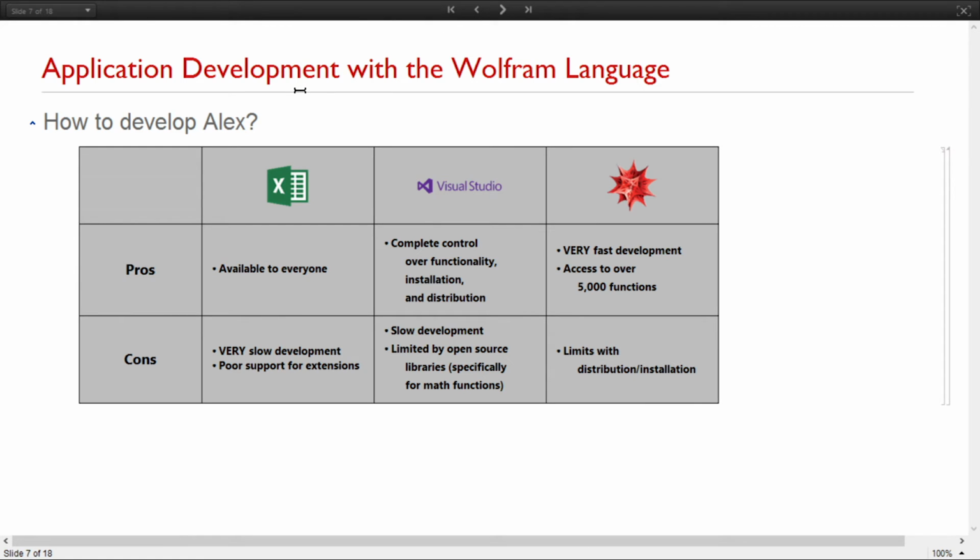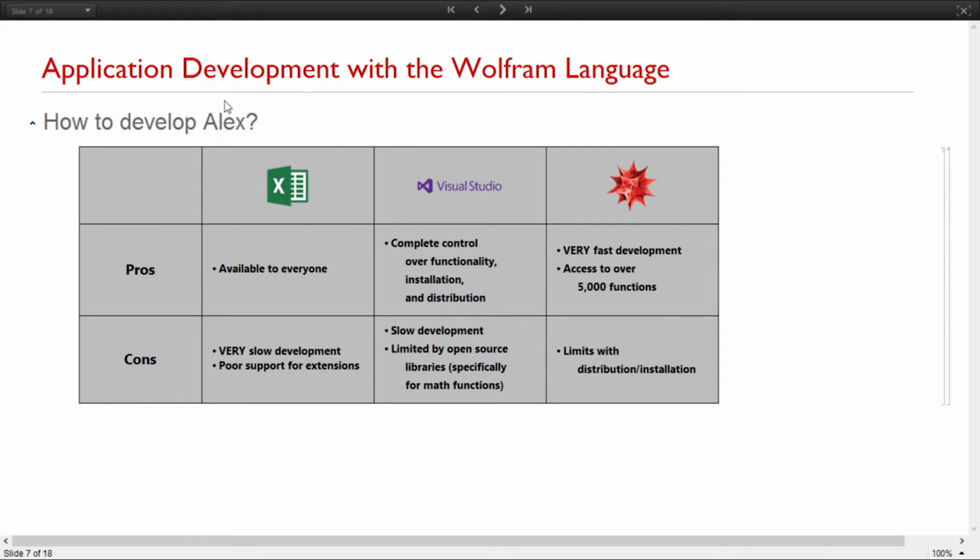So how did we decide to develop ALEX? We had a couple options. We had Excel, we had Visual Studio, and we had Mathematica. And I'm obviously a huge supporter of Mathematica. But at the end of the day, what it really came down to was that we needed something that we could develop very fast. Like we're not in the R&D business. We're in the clients and project business and stuff. And so we just needed something that worked, it was accurate, and we could build it really quickly.